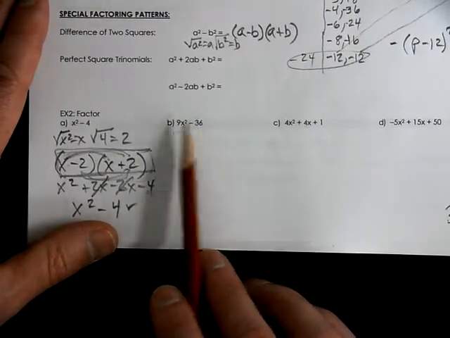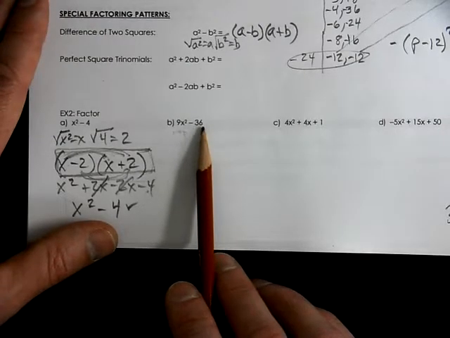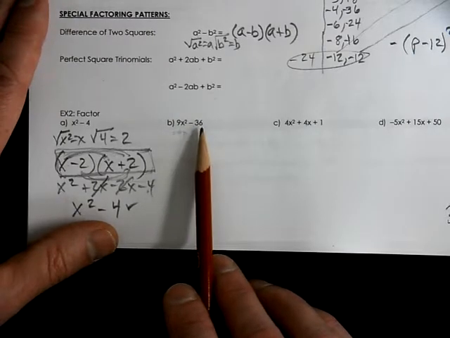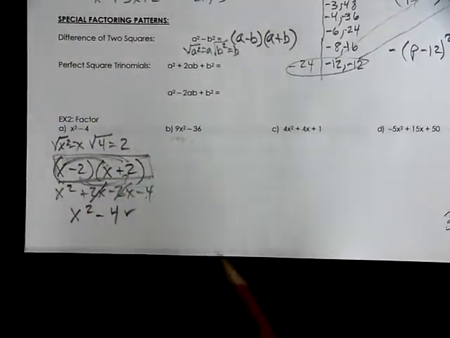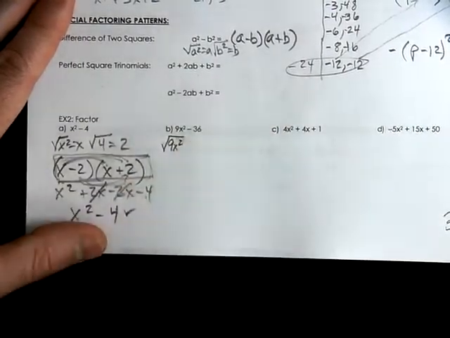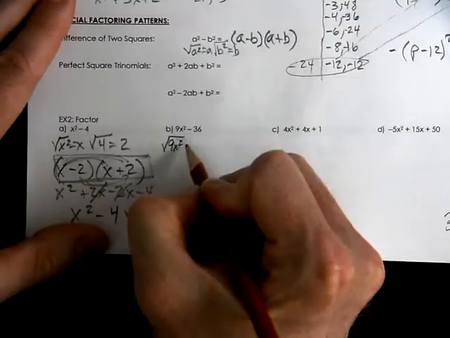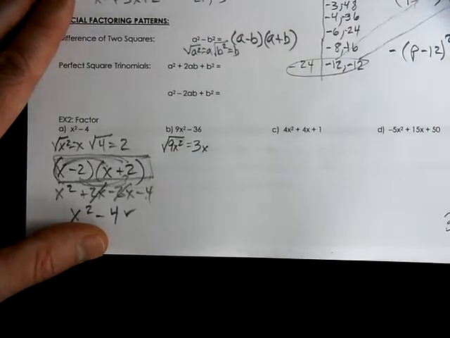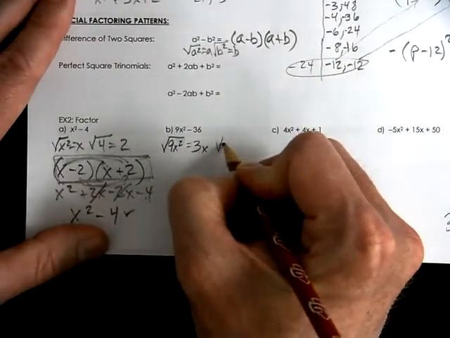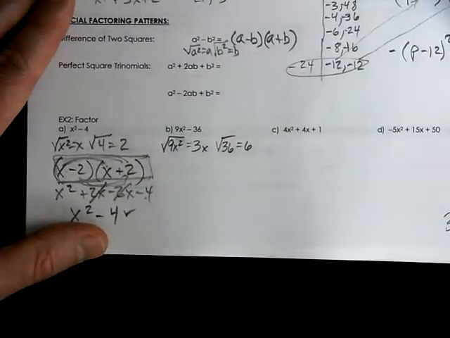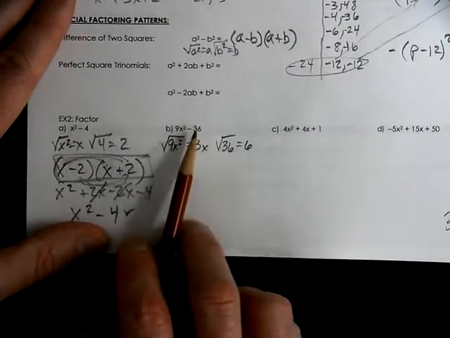I notice that this has two parts, so it's a binomial. I notice that there's a negative in the middle, so I'm going to try to factor this. I'm going to use the difference of two squares, because I believe you can either use your eyes or you can physically write it. Can I take the square root of the first term? And the answer is yes. 3x times 3x is 9x squared. Can you take the square root of 36? And the answer is yes. The square root of 36 is 6, or 6 times 6 is 36.